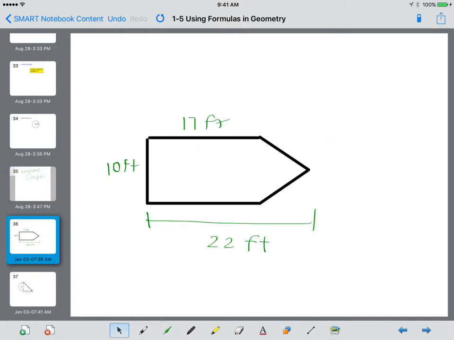Compound shapes are when we combine more than one shape and we want to find the area. So our goal here is to find the area of this figure. Now when I look at this figure, I see 2 shapes. If I make my own little line right here, I create 2 shapes, a rectangle and a triangle.